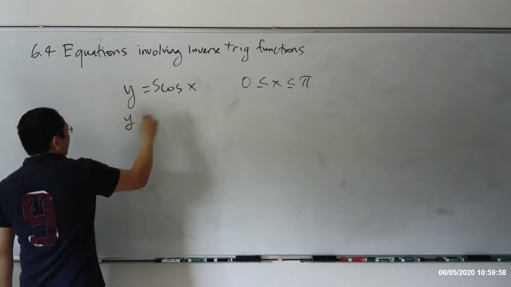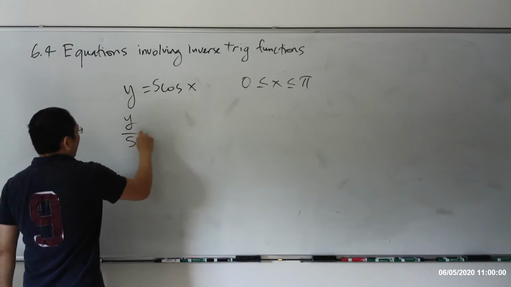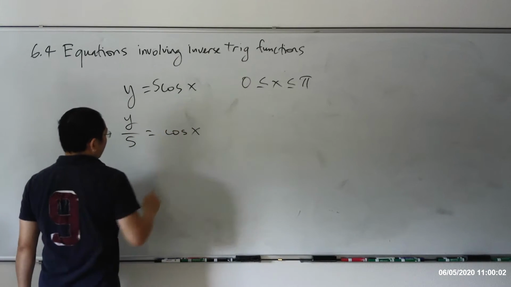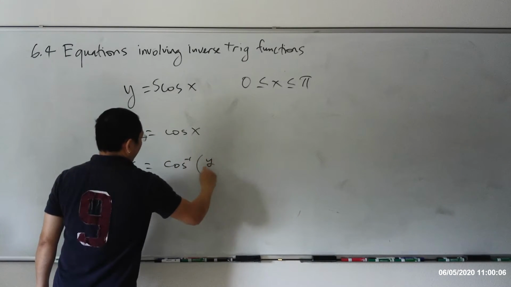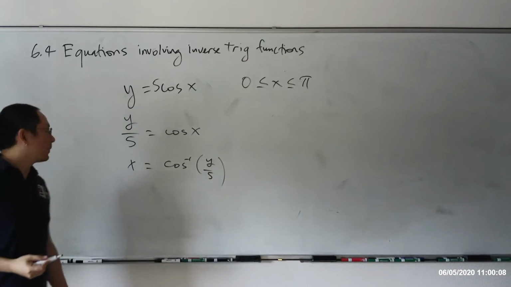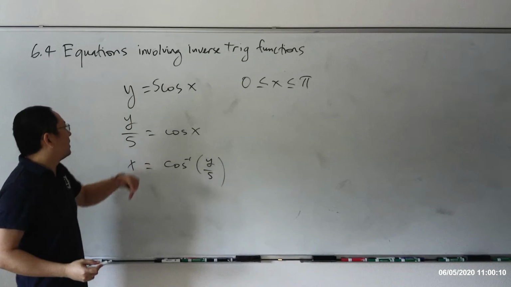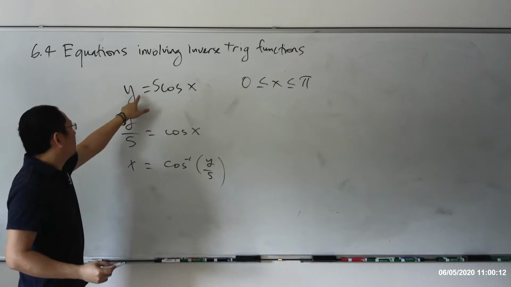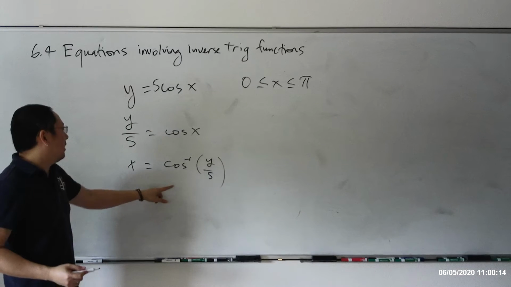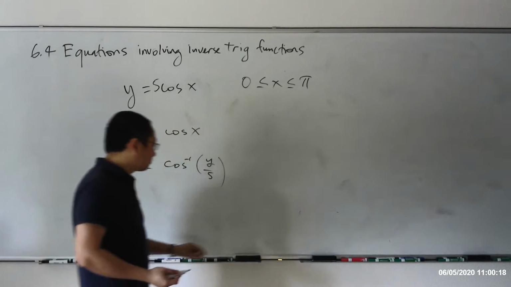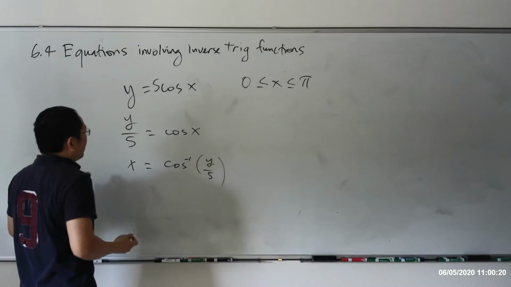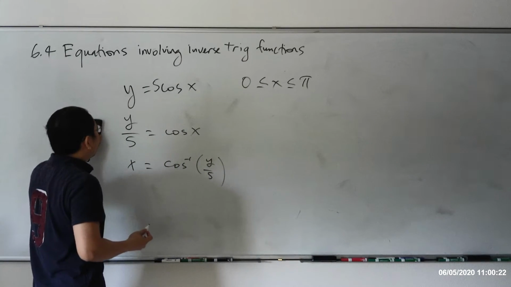So I isolate the cosine of x. I get y over 5 equal to cosine of x. So x is equal to cosine inverse of y over 5. And that's it. This is the regular function, cosine, y in terms of x. Now this is the inverse function, x in terms of y.